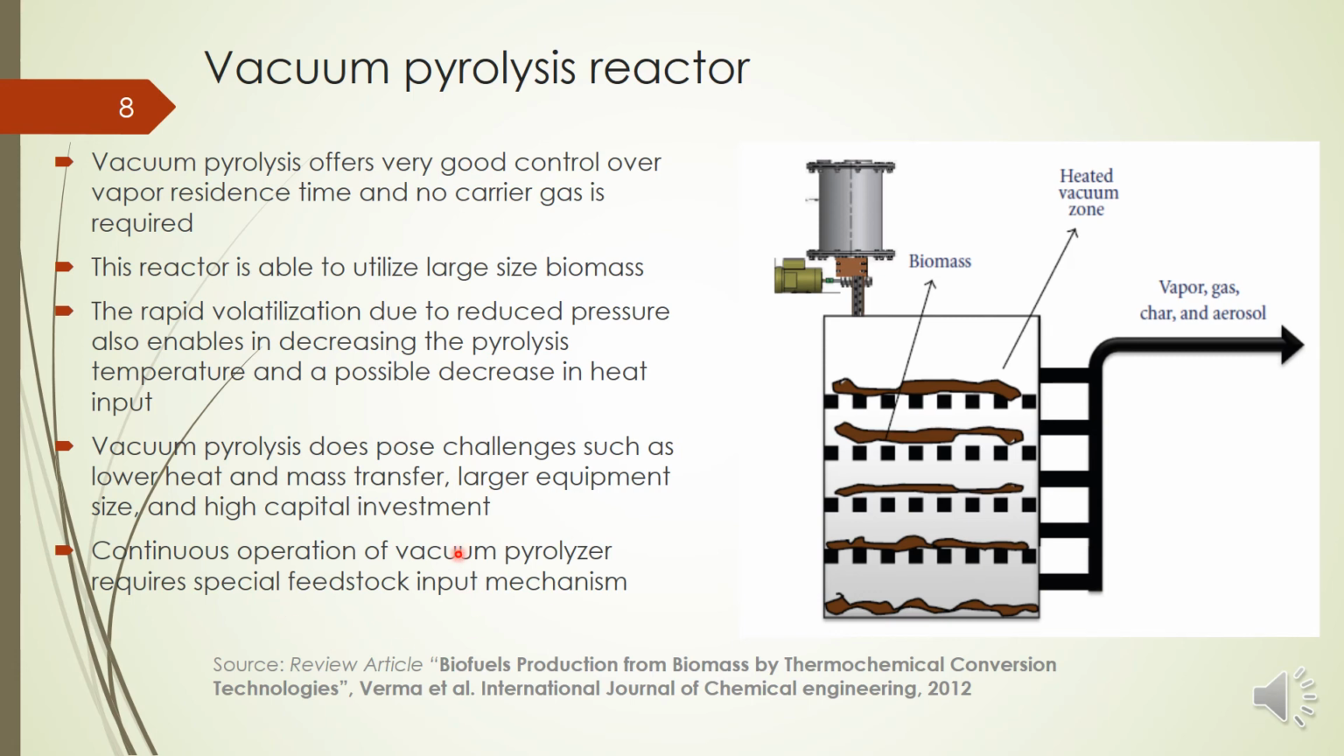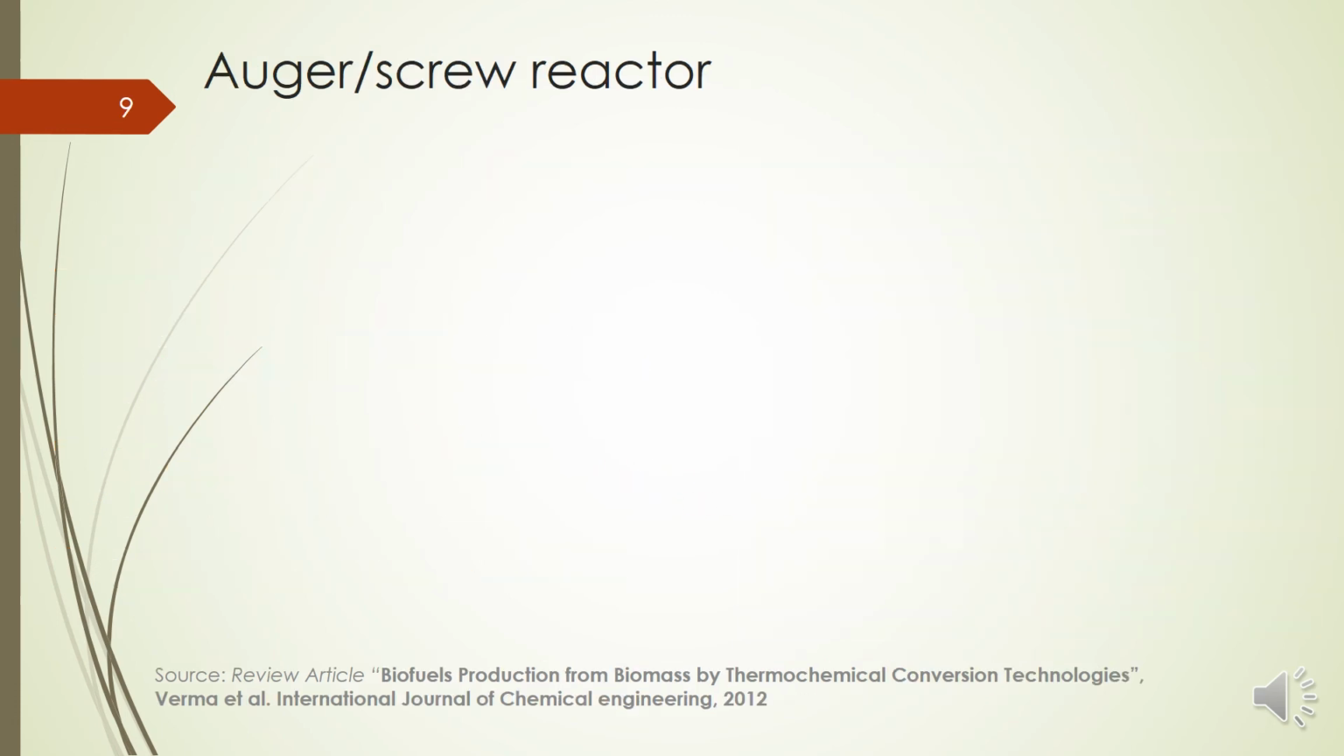And continuous operation of vacuum pyrolysis also requires some special input mechanism. If you have to maintain a system continuously in a vacuum, that will be very difficult. So these are the problems associated with these vacuum pyrolysis reactors. And finally we have an Auger reactor.